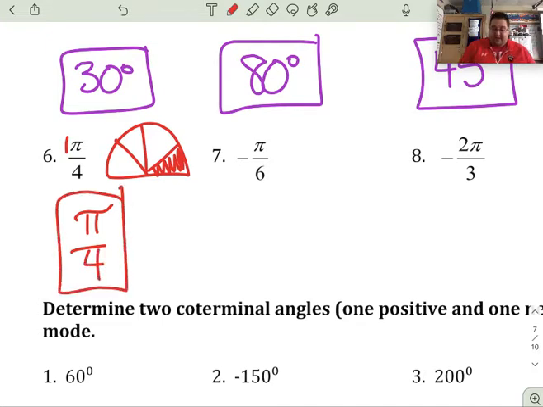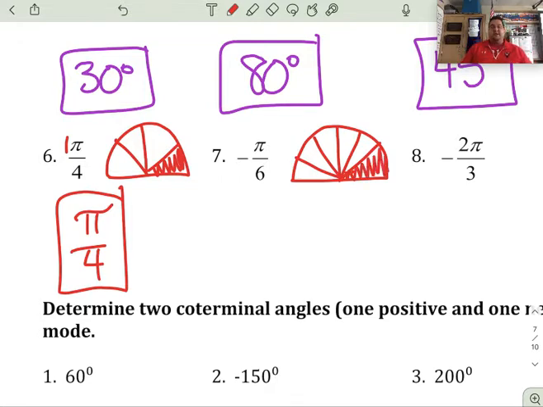Moving on, number 7. We know that a full pie this time has 6 pieces in it since it's pi over 6. Oh, I didn't do that right. So we need to cut our pie into 6 pieces here. Even though it's negative, doesn't matter. We have one piece out of pi over 6. Remember, we've got 1, 2, 3, 4, 5, 6 pieces here.